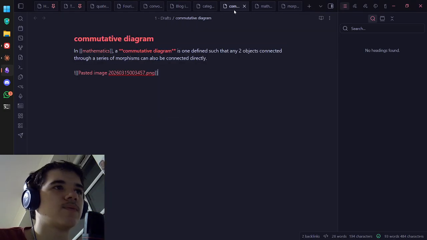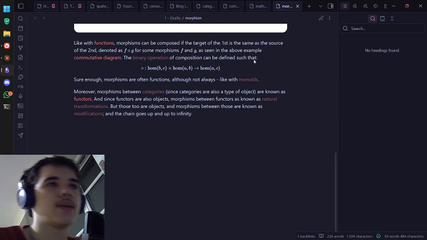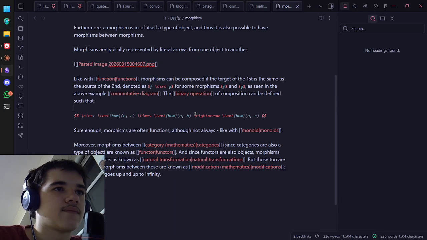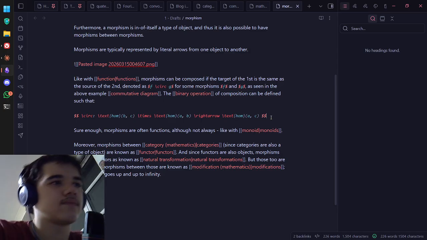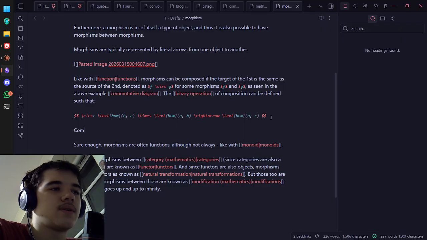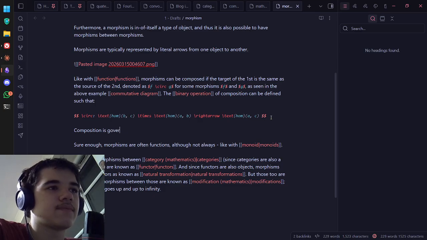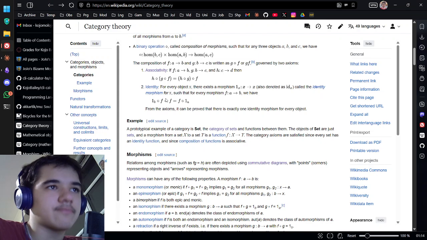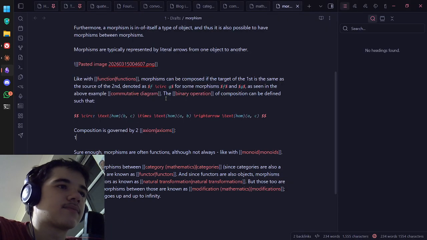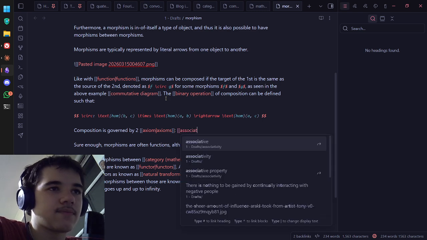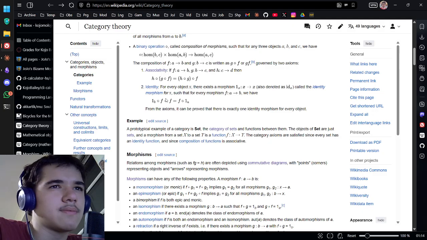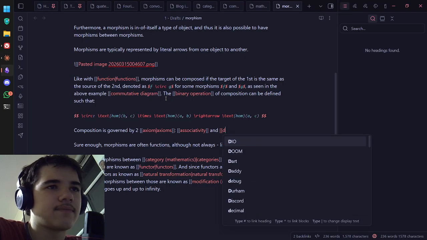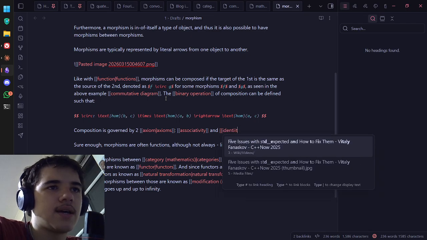I don't know if I mentioned this then. Composition is governed by two axioms: associativity and identity.